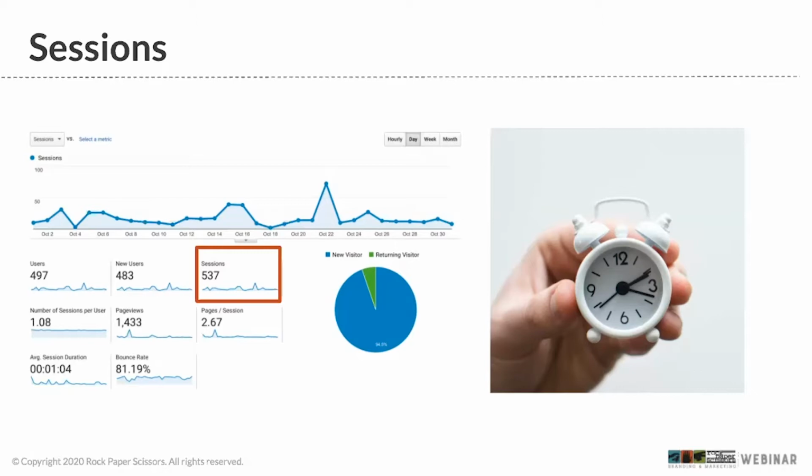Also, Google Analytics ends a session at midnight. So if you're doing late night shopping, that could count for 2 sessions. If you launch a product at 11:59, you might end up with double the number of sessions just because people are spanning that midnight hour. So that's just something important to take into consideration.